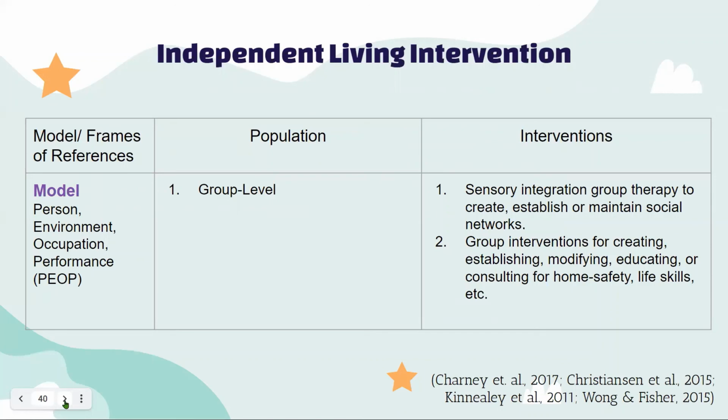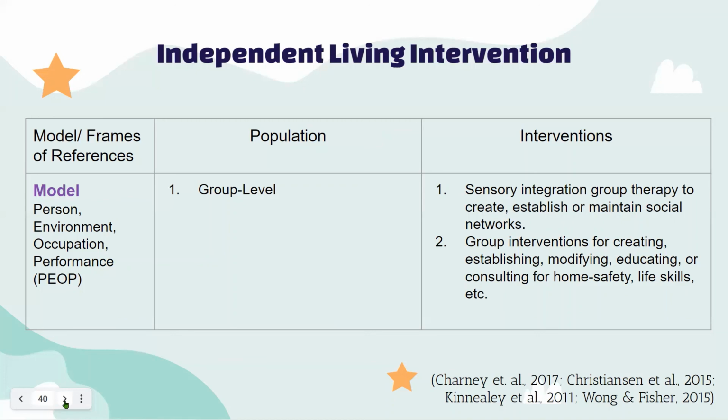OTs working with this population should place an emphasis on community involvement with an approach to create, establish, or maintain social networks. Group therapy can be a great intervention to create social capital. According to the OTPF, outcomes for group interventions may include improved social interaction, increased self-awareness through peer support, and a larger social network.